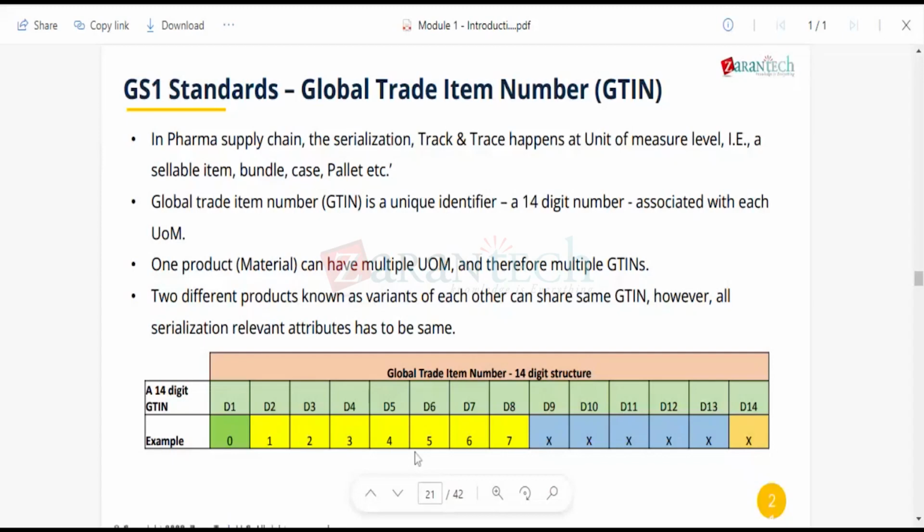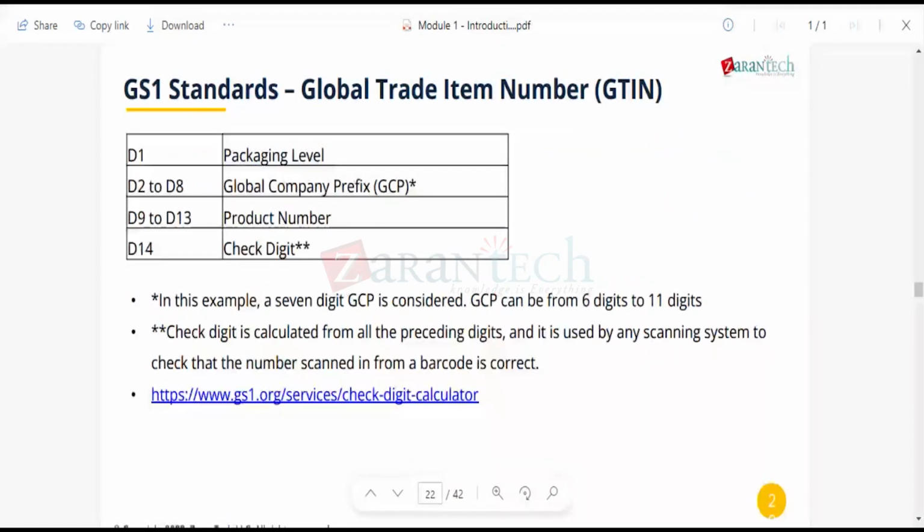D1 is the packaging level. D2 to D8 are the global company prefix. Then we have the product number and we have a check digit. Is it fine now, guys? Yeah, somewhat okay.